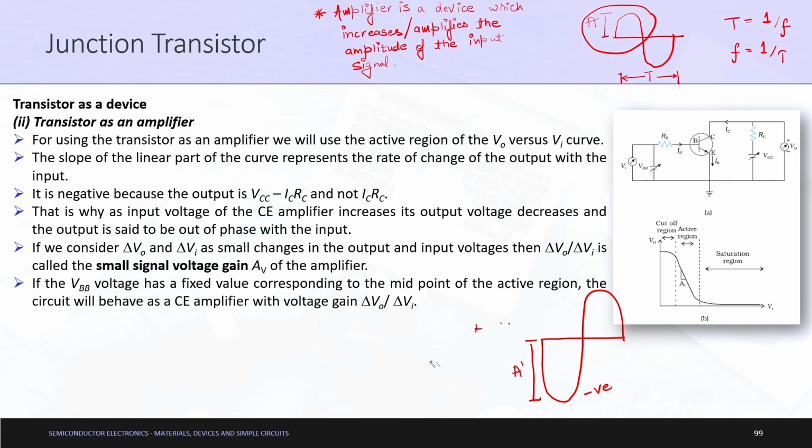Now, let us start understanding how we will use a transistor as an amplifier. Fine. So, let us start.